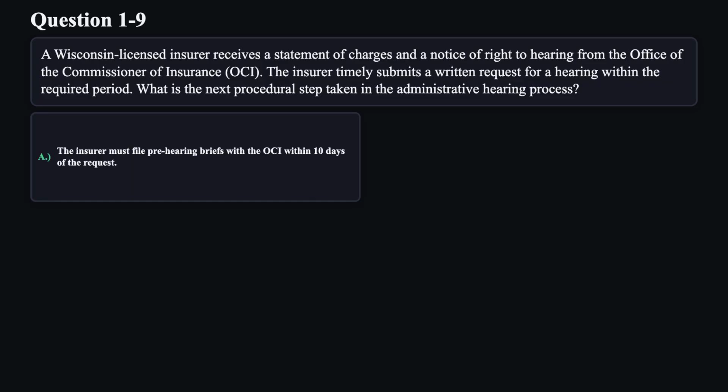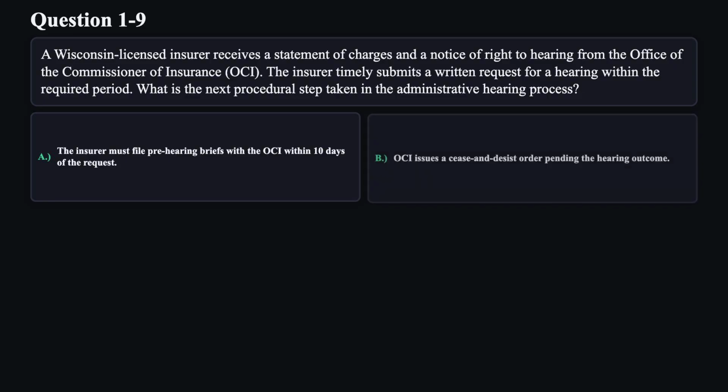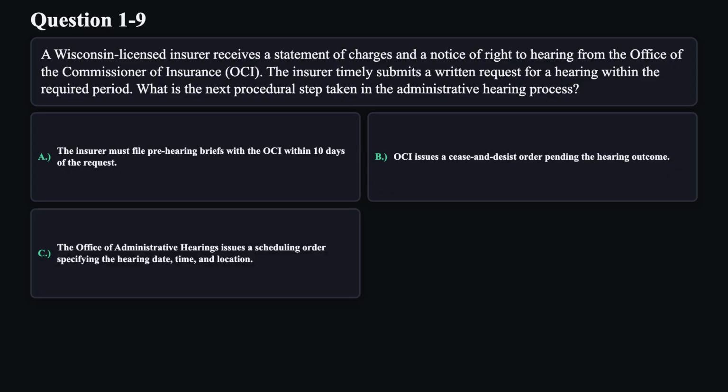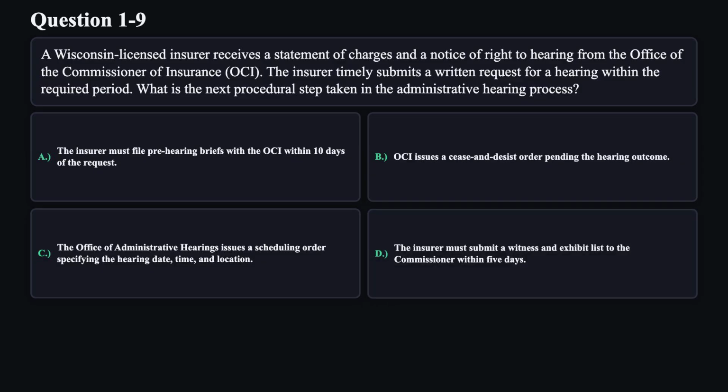A. The insurer must file pre-hearing briefs with the OCI within 10 days of the request. B. OCI issues a cease and desist order pending the hearing outcome. C. The Office of Administrative Hearings issues a scheduling order specifying the hearing date, time, and location. D. The insurer must submit a witness and exhibit list to the commissioner within 5 days.